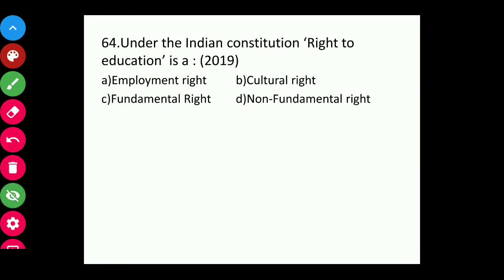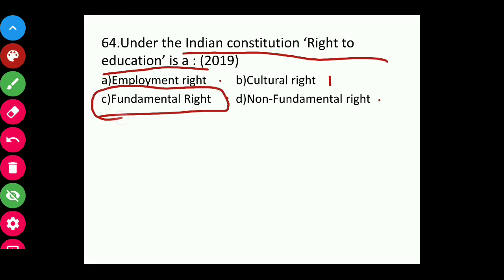64. Under the Indian Constitution, right to education is A. Employment right, B. Cultural right, C. Fundamental right, and D. Non-fundamental right. So the answer is C. Fundamental right.